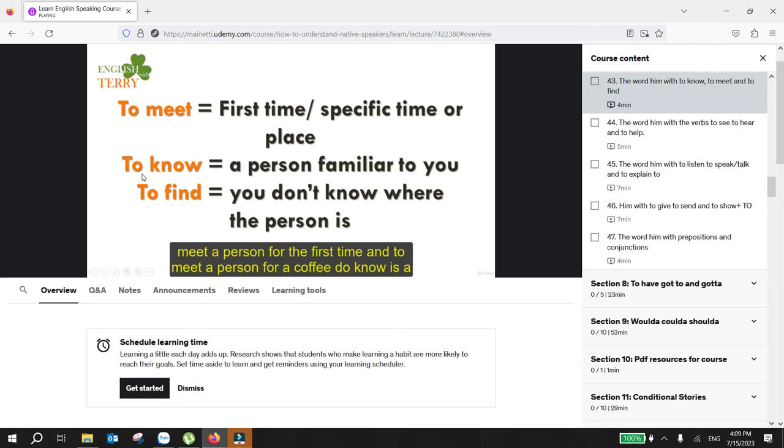To know is a person familiar to you, right? I know people, I know my mother, I know my parents. And to find a person is when you don't know where the person is and you are searching. For example, in a bar with a lot of people or a big crowd or a concert or something.